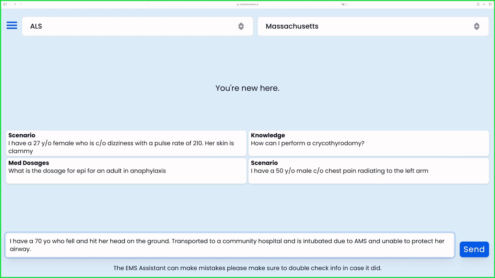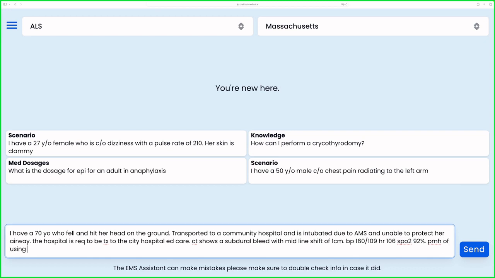The hospital is requesting that she be transported to City Hospital to the ED. CT shows a subdural bleed with midline shift of 1 centimeter. Her current vitals are a BP of 160 over 109, heart rate is 106, her SpO2 is 92%. And she has a PMH of using blood thinners. And she's on a vent with the mode of AC. And I have the vent settings whenever you're ready to copy them.